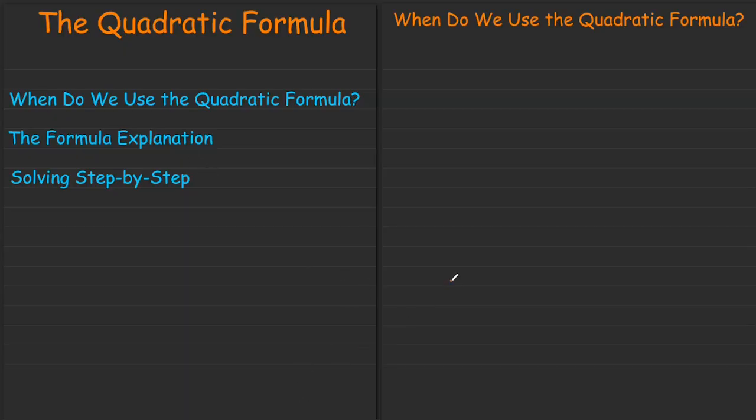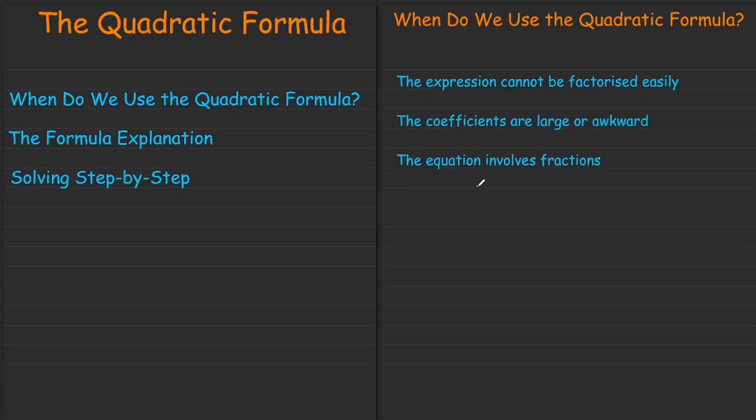One might ask, if there's the method of factorization, why do we need the quadratic formula? You have to note that it is not always that an expression can easily be factorized. So for expressions that cannot be factorized easily, we use the quadratic formula. Not only that, but sometimes you realize that the coefficients, that is a, b, and c, are very large or awkward. And sometimes they might even involve fractions. All these are part of the reason why we can't always rely on the method of factorization.